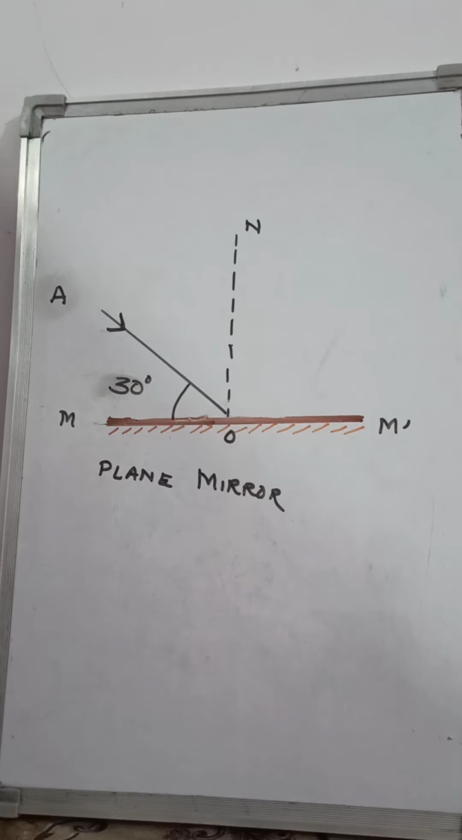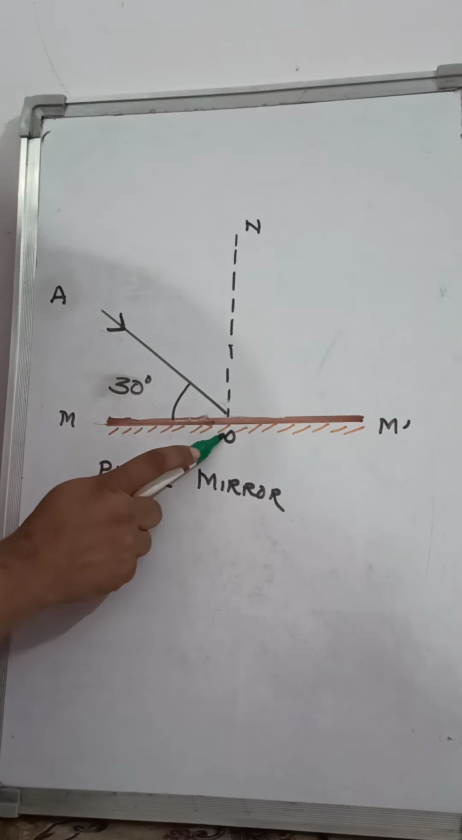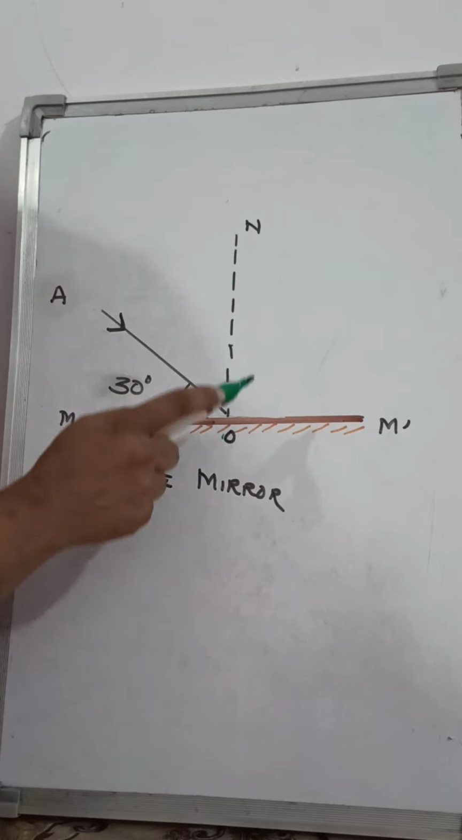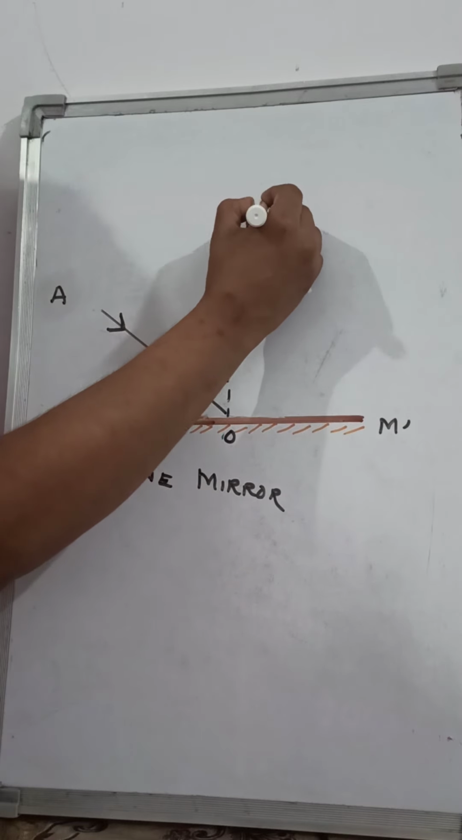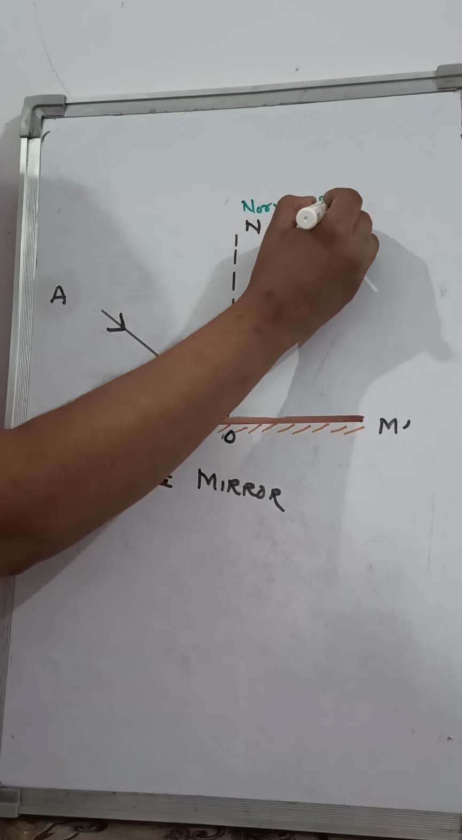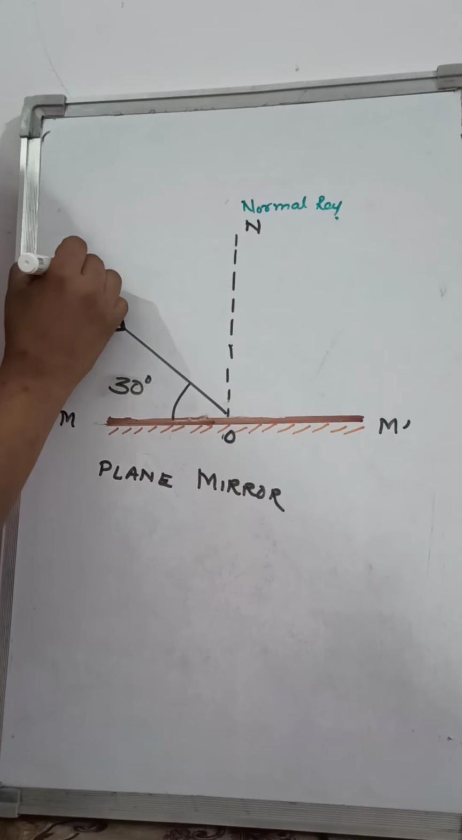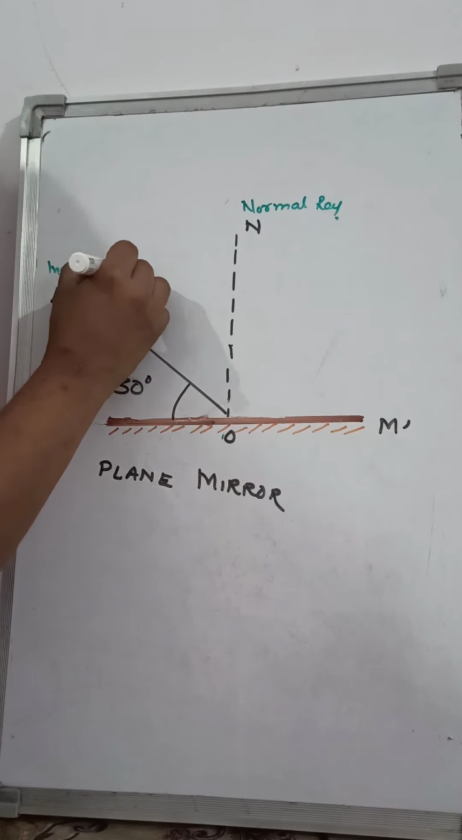Now let us do one question related to the reflection through a plane mirror. This question is given to you. It shows the incident ray OA and the normal ray ON. This is your normal ray ON. This is your incident ray OA.